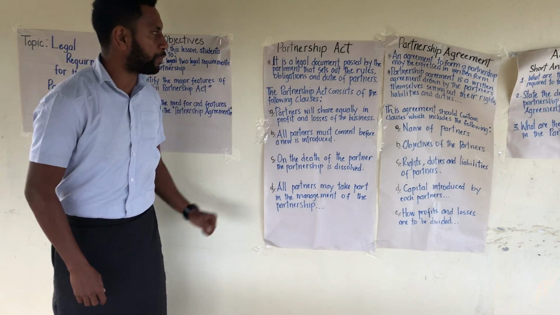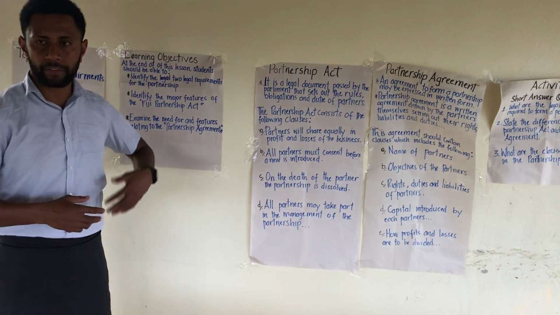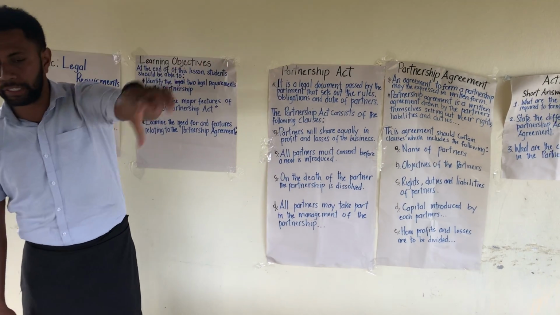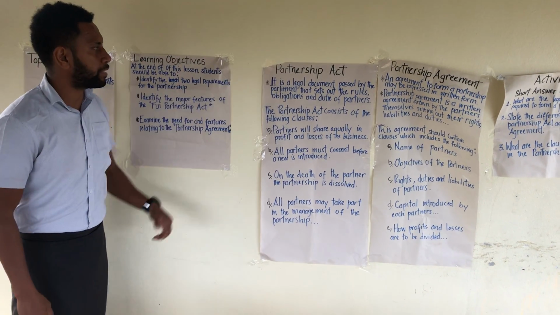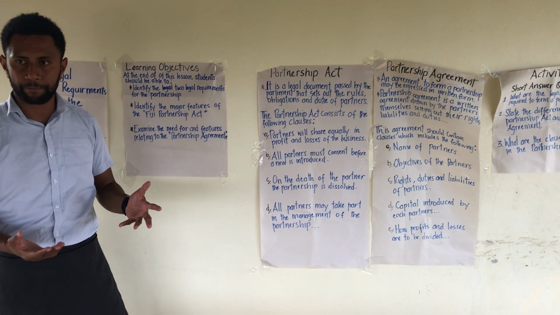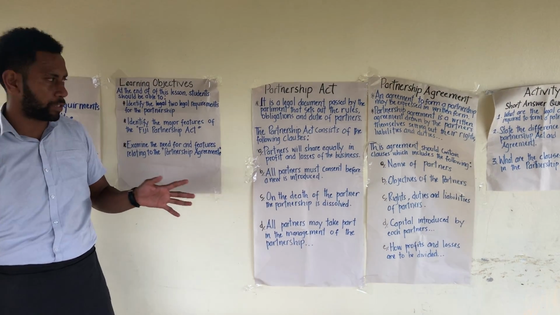One good example of a Partnership Act is the school rules. We know that the school rules are prepared by the Ministry of Education and then passed down to the school to follow. So for the Partnership Act, one good example is the school rules. Any questions? No? Sure? Okay, very good.